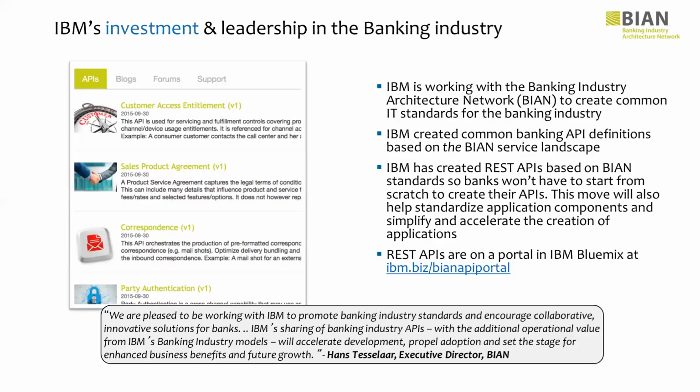In terms of banking, IBM has a relationship with the Banking Industry Architecture Network, where both have joined together to create specific standards for the banking industry. So you would have heard of this term WSDL file, which is primarily used for SOAP message format. Similarly, there's something called Swagger, which is used for APIs. IBM and BIAN have jointly worked together and come up with ready-made standards for some of the most commonly used APIs, which are available in this portal.